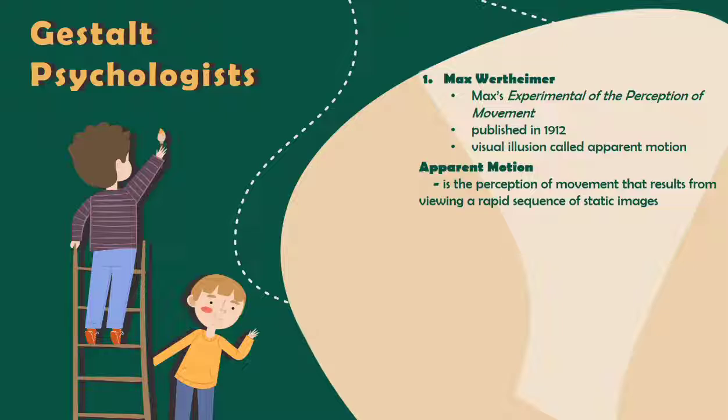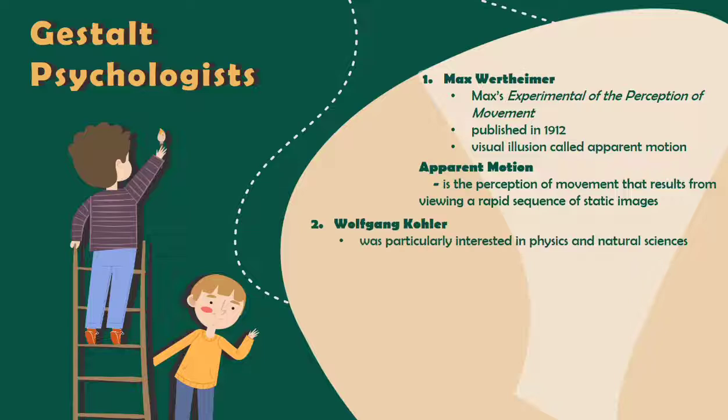So Wertheimer realized that the perception of the whole, or the group of figures in a sequence, was radically different from the perceptions of its components, or each static image.